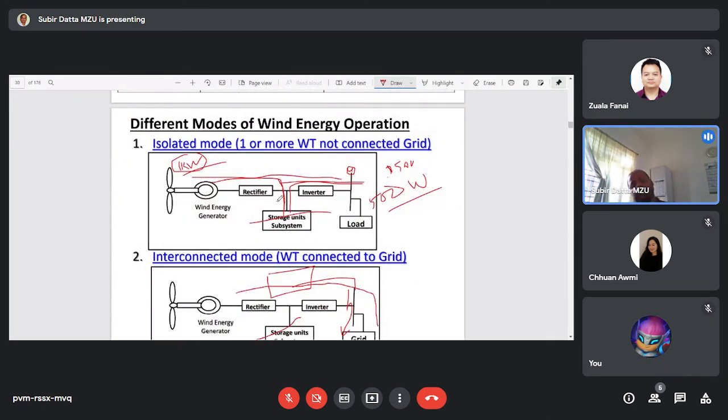Next is the different modes of power wind energy operations. Wind energy conversion systems can be operated either in isolated mode, or in interconnected mode.